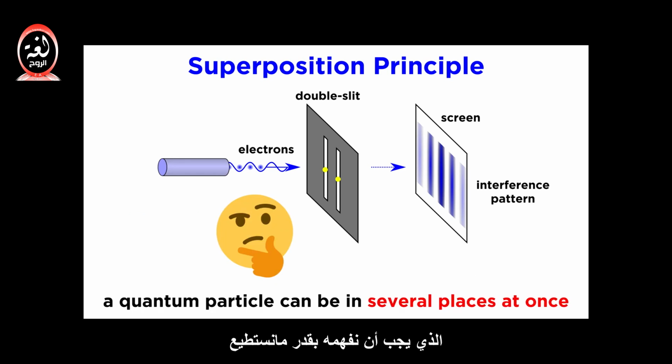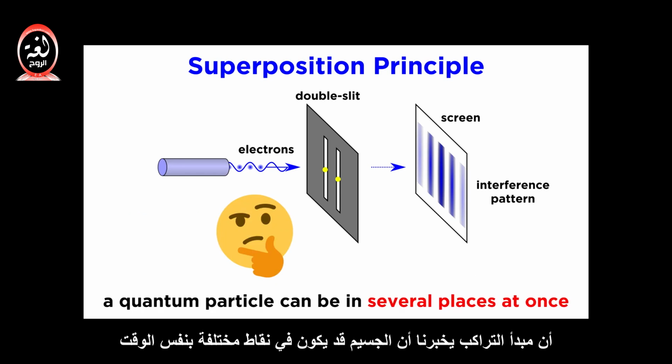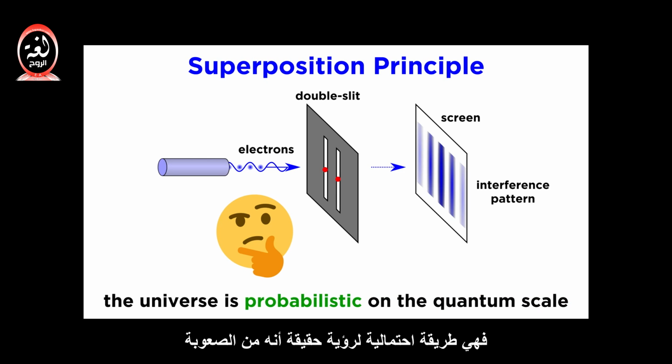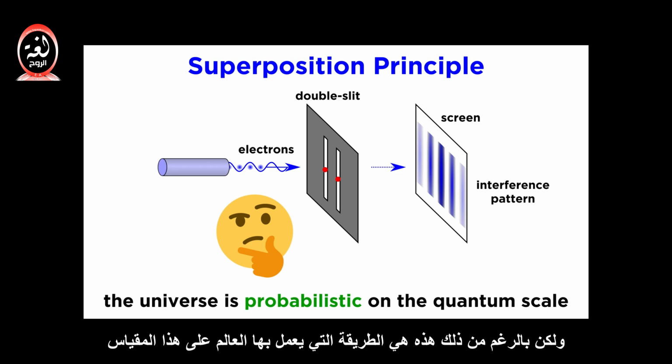What we must wrap our heads around as best we can is that the superposition tells us that a particle can be at several points at the same time, and this is precisely what the double-slit experiment demonstrates, as the particles do physically pass through both slits. It is a probabilistic way of viewing reality that is difficult for our classically trained brains to comprehend, but nevertheless, this is how the universe operates on this scale.